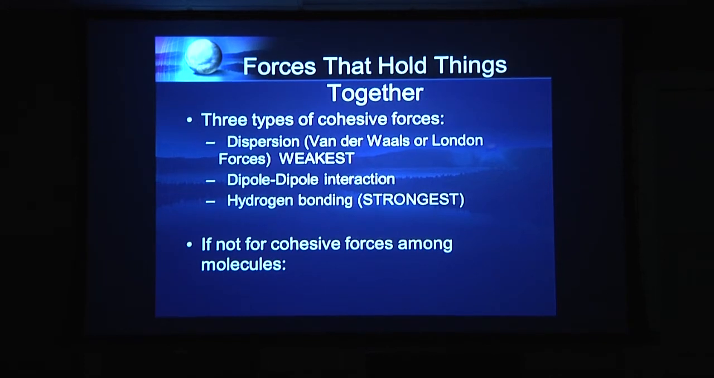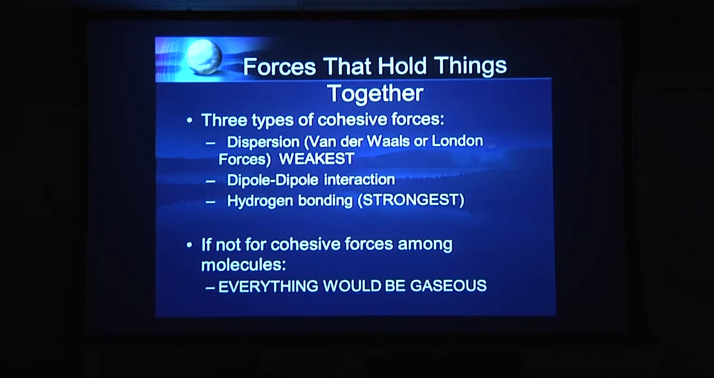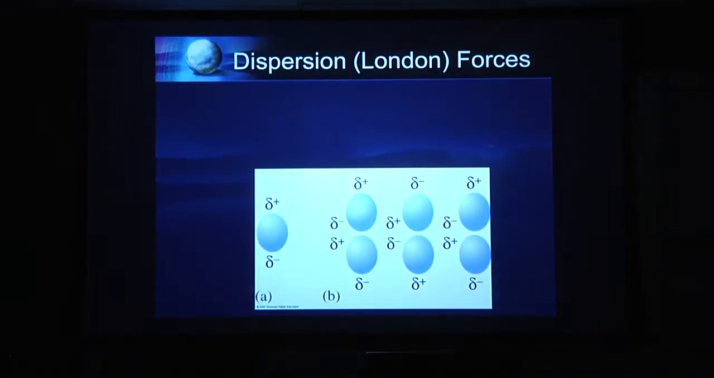If these cohesive forces weren't present, then everything would be in the gas phase. There'd just be kinetic energy and everything would be in the gas phase, which isn't really good. We need things in solid and liquid phase as well. So let's talk about dispersion forces. This picture looks like some blue eggs, but they're really representing atoms or molecules, just some sort of entity.